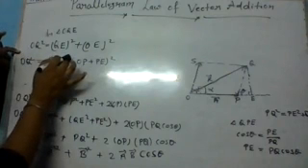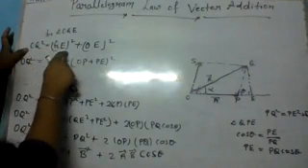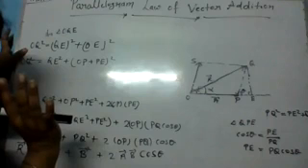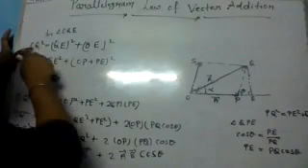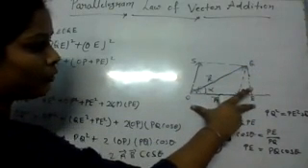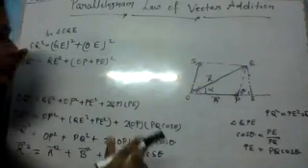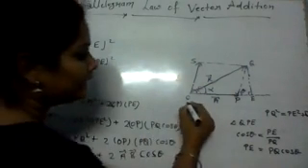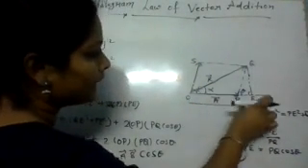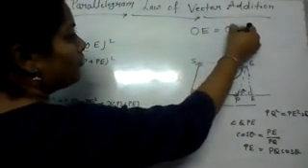Is this visible? So OQ square equals QE square plus OE square. I can write this. Now you can see that OE is the addition of OP and PE. I can write this: OE equals OP plus PE.